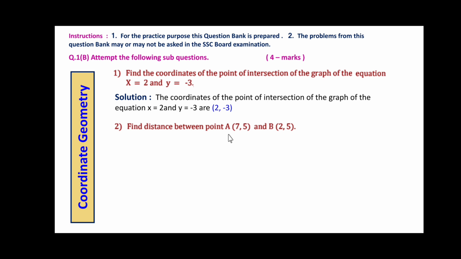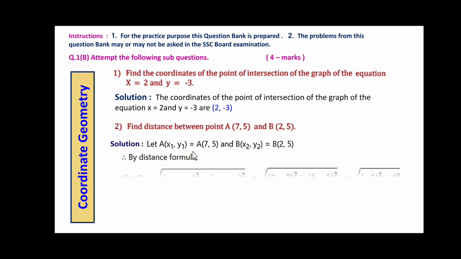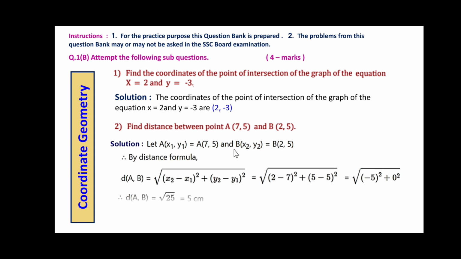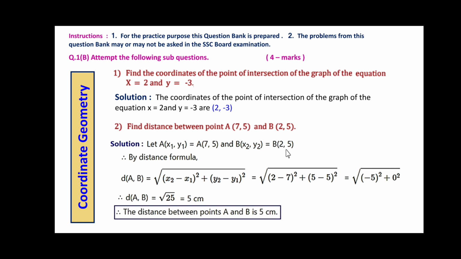Find the distance between the points A(7,5) and B(2,5). Friends, here let A(x1, y1) be (7,5) and B(x2, y2) be (2,5). We use the distance formula. Distance between points A and B is equal to the square root of (x2 - x1) whole squared plus (y2 - y1) whole squared. Here x1 value is 7 and y1 is 5. Similarly, x2 is 2 and y2 is 5. We'll substitute these values in this equation.